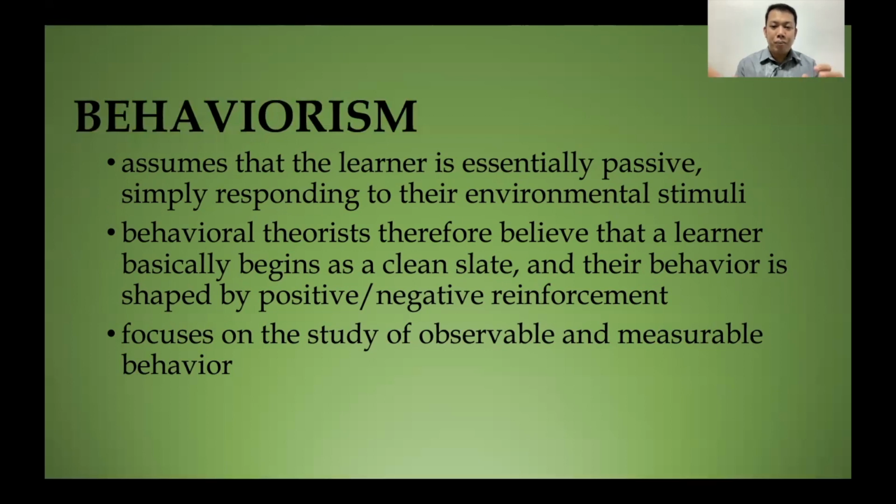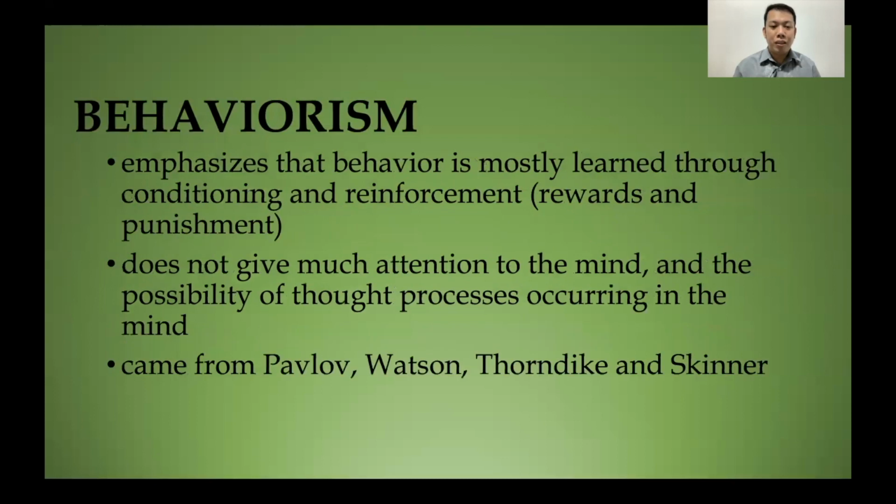When we speak of observable, those are things that can be perceived by the senses, since we are using our senses in observing things, and measurable. That means that there is a gauge wherein this behavior can be measured. So, under the same theory, it emphasizes that behavior is mostly learned through conditioning and reinforcement, and that is rewards and punishment.